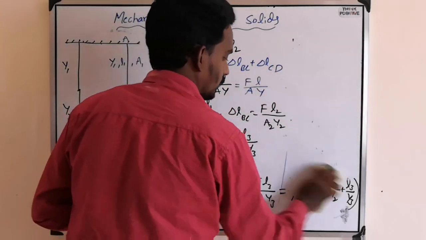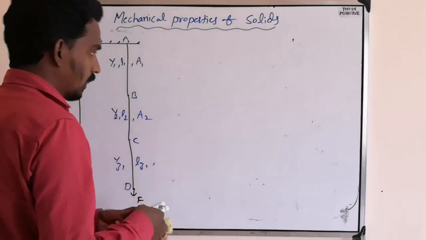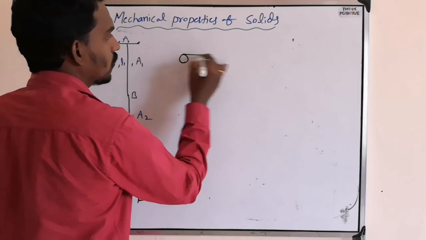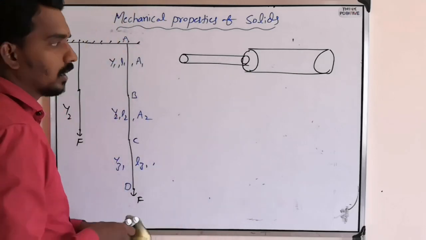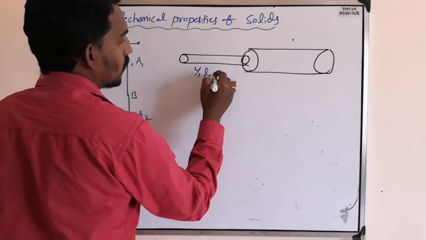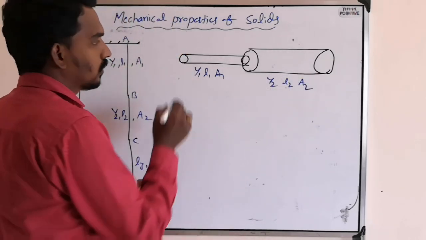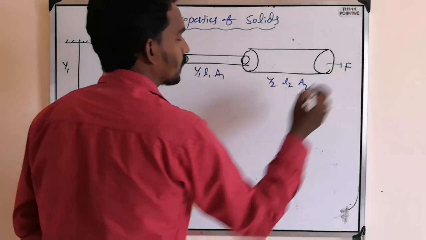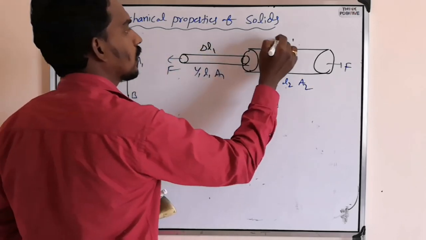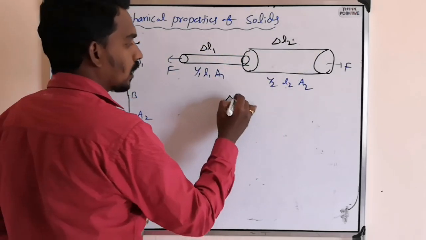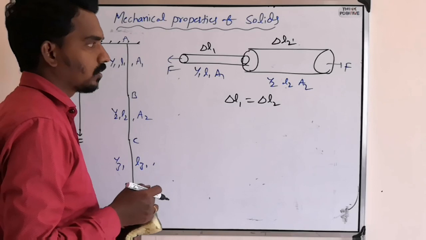One more case I will tell you. Suppose they give a condition like this: this is one rod, this is another rod, with Y1, L1, A1 here and Y2, L2, A2 here. Now they are stretched by some force such that the extension in the first and the extension in the second are both the same. Delta L1 equals delta L2.